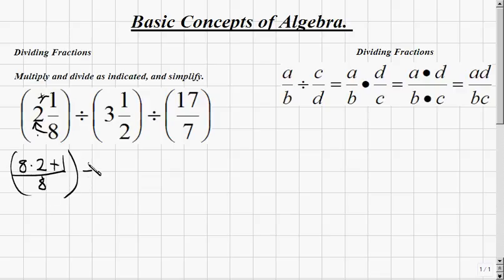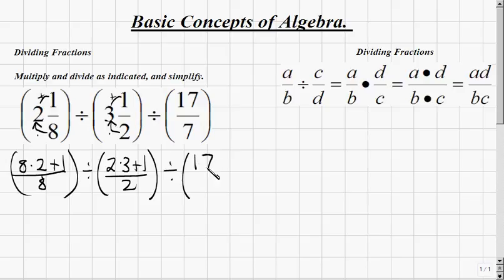That's being divided by, to convert 3 and 1/2 to an improper fraction, we'll multiply 2 times 3 and then add 1 to that over 2. So 2 times 3 plus 1 over 2. And finally, we'll simply write down the third fraction again, 17 over 7.